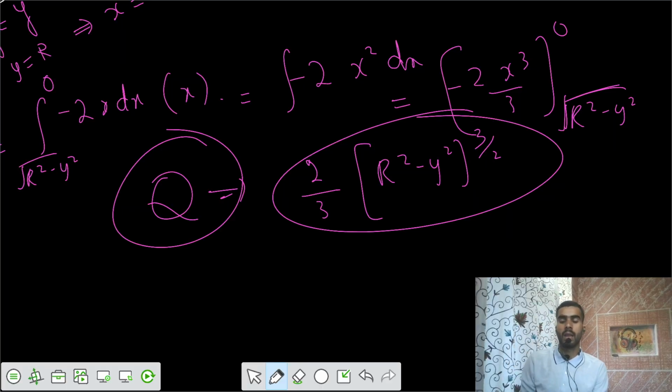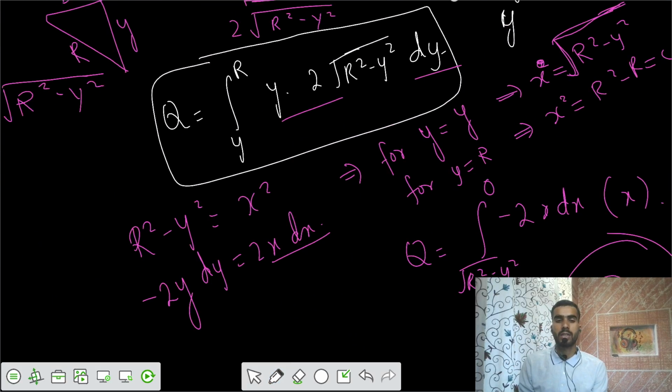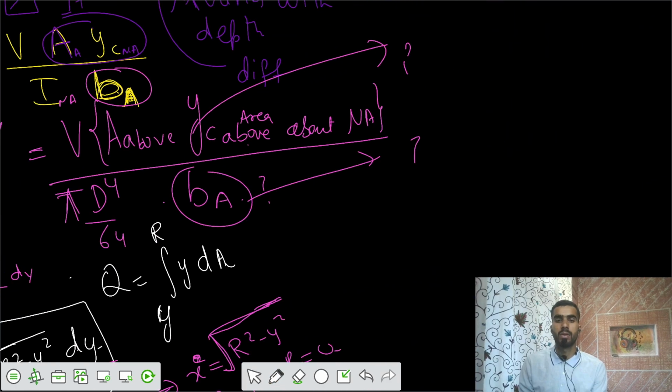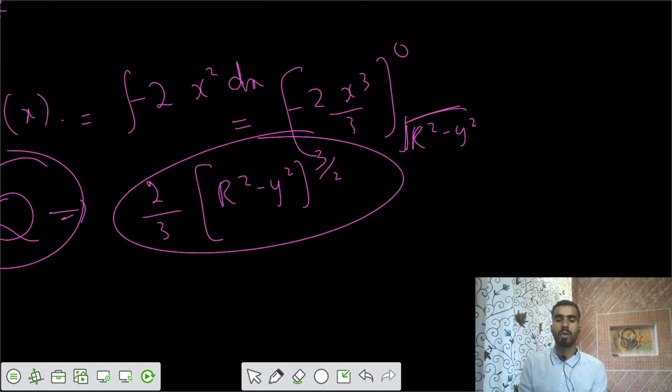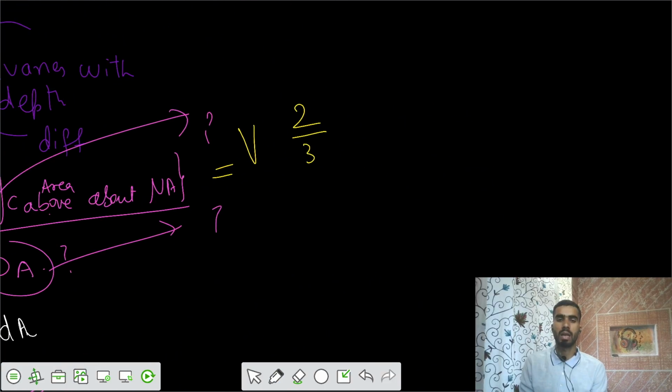Okay. Now what is the next step that we can take? So we got the first moment of area. Now we can solve for the shear stress. We got the first moment of area equals 2 by 3 of (r square minus y square) to the power 3 by 2.